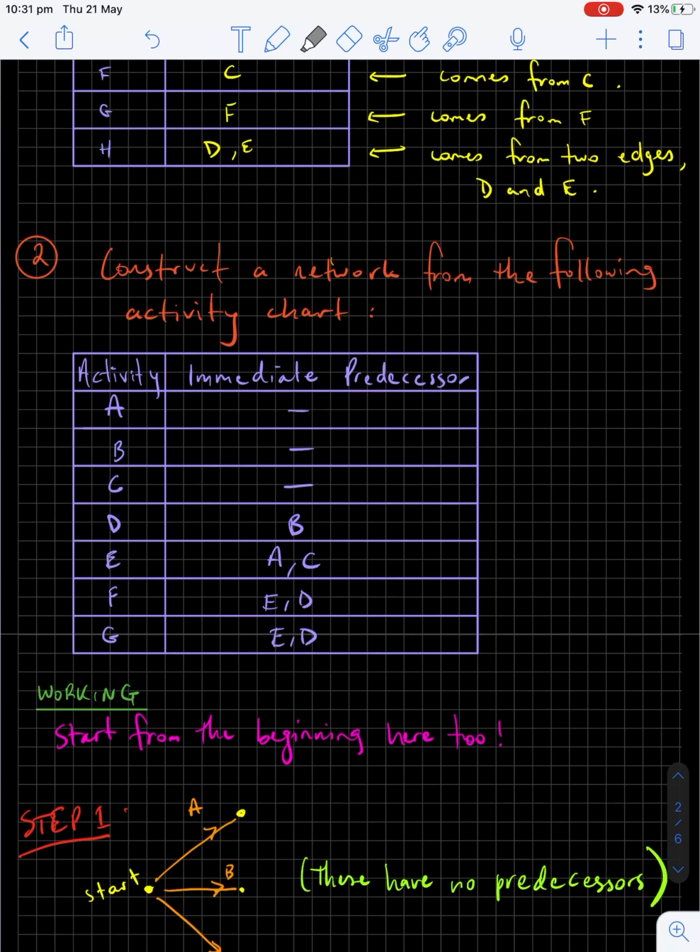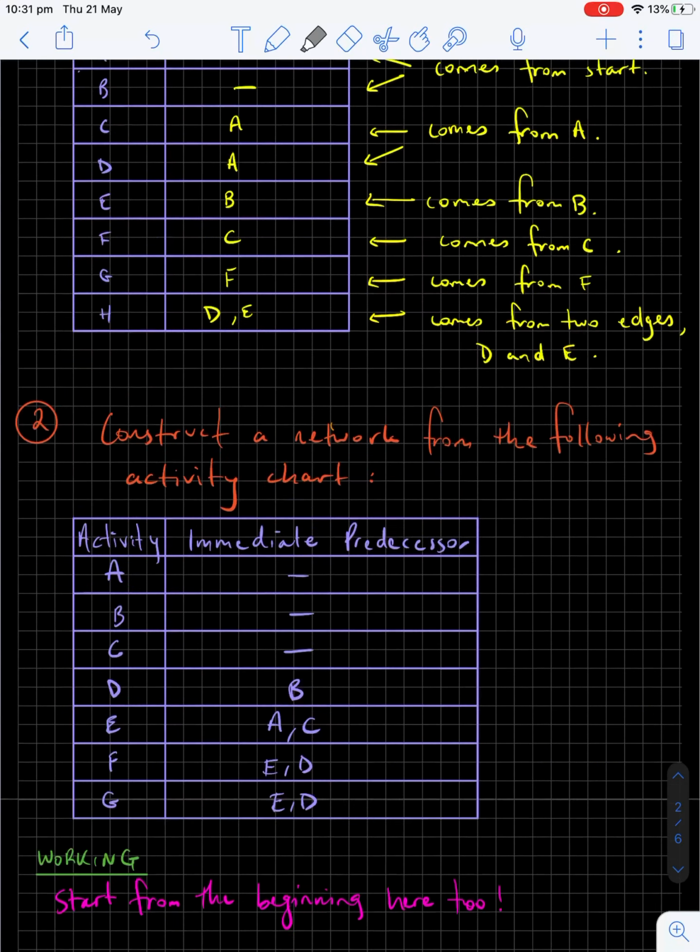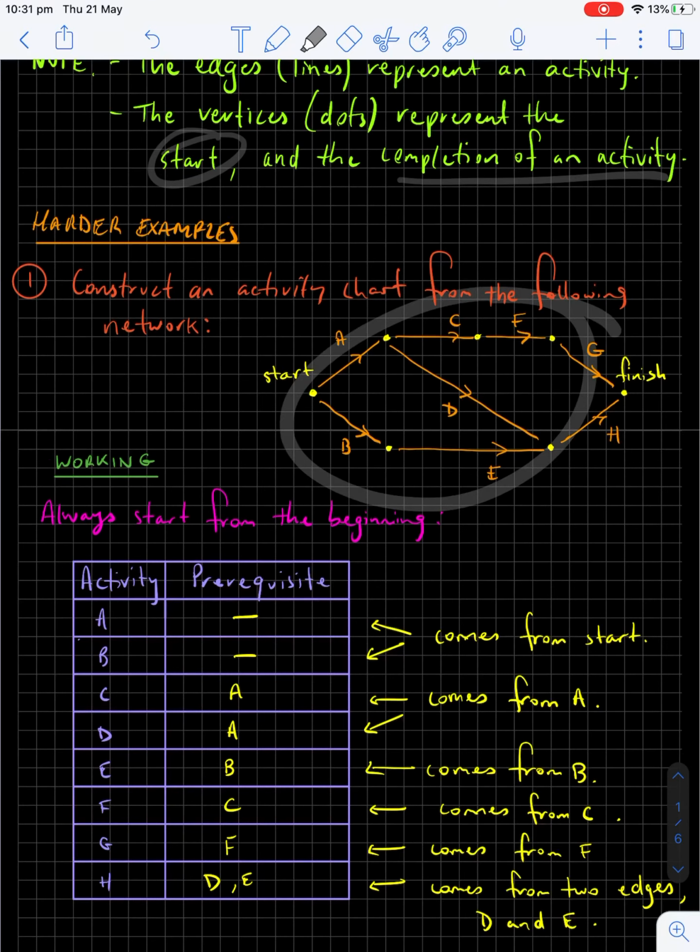Okay, question 2. Construct a network from the following activity chart. So they give you the chart. You need to now make this sort of network, like up here.